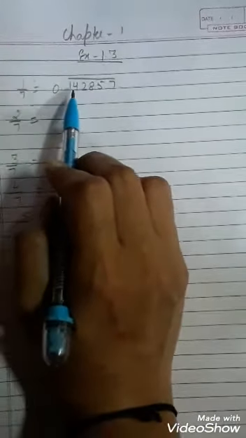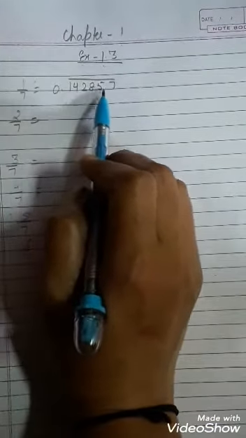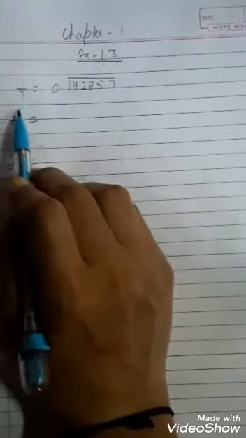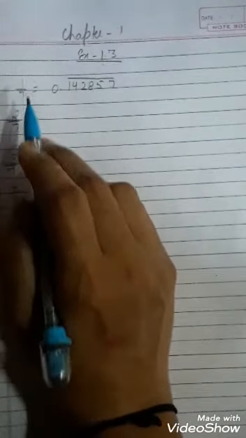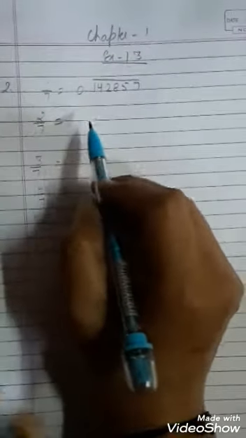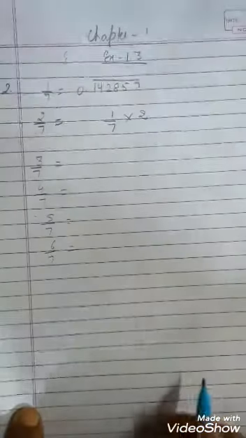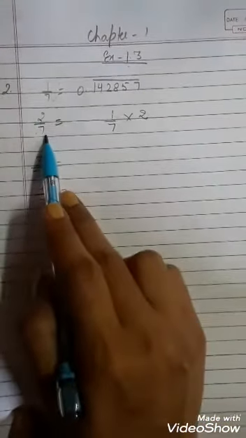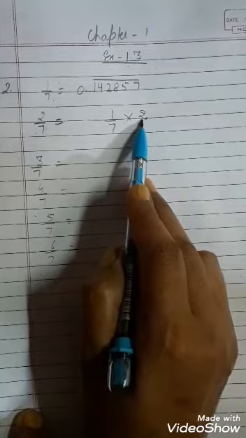So here is one clue. See, 1 by 7 is already given, that is 0.142857 whole bar, and we have 2 by 7. What is common in both? The denominator, 7, is common in both. If we break it down, how can we write it? We can write 2 by 7 equal to 1 by 7 multiplied by 2. Is it okay?